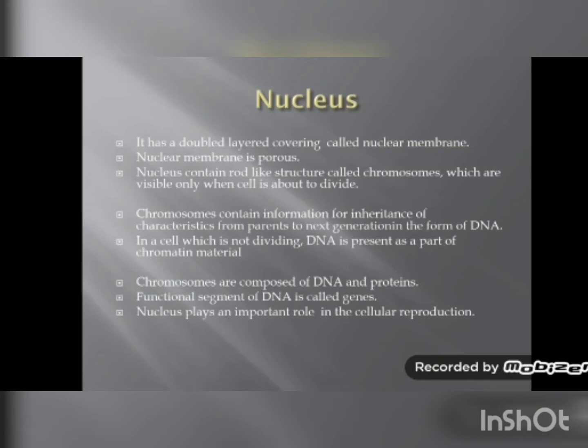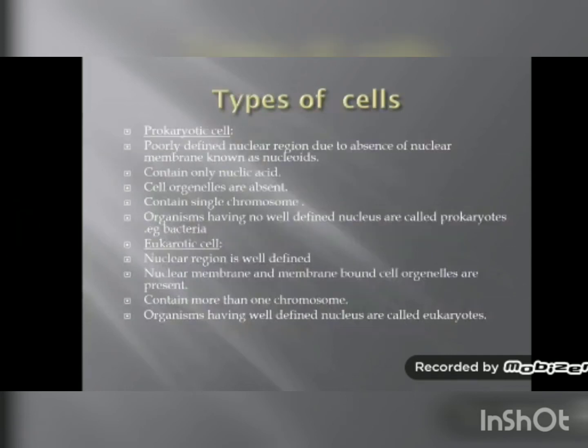Now the nucleus plays an important role in cellular reproduction. When from one cell another cell is produced, that is called cellular reproduction, and DNA plays a very important role in it. The nucleus plays a very important role in cellular reproduction.